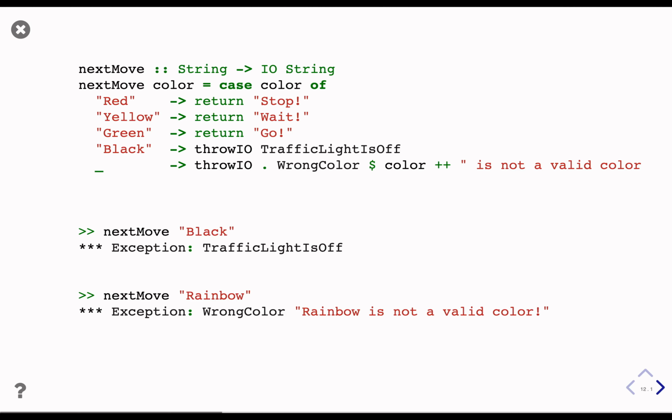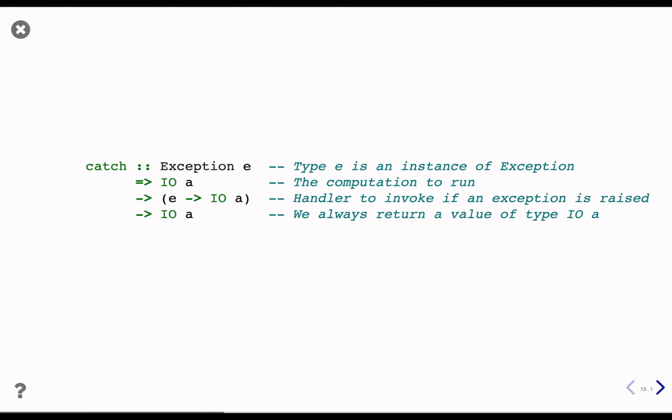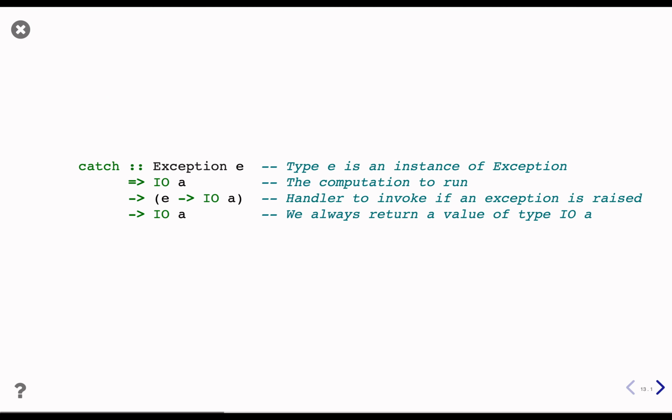Same as with throwIO, there are several ways to catch and handle an exception. One of them is using the catch function. As you can see, this function takes two parameters, a computation to run, and a function that takes a value that is an instance of the Exception type class and returns an IO action of the same type as the computation we want to run. So we always return a value of type IO a.